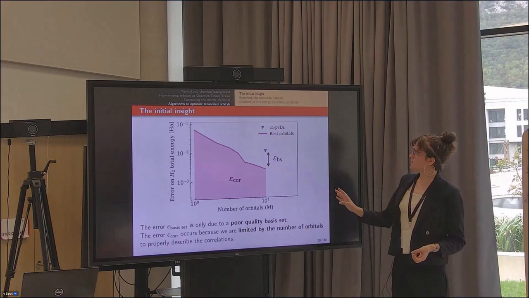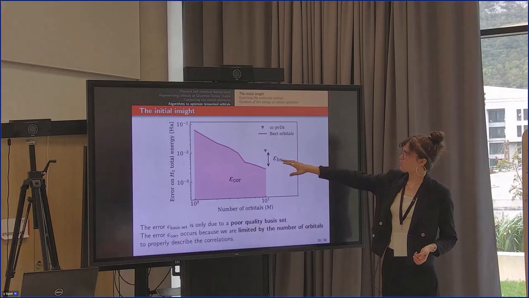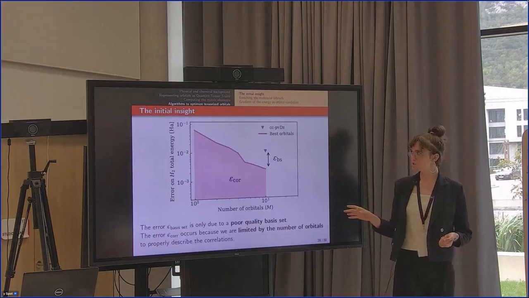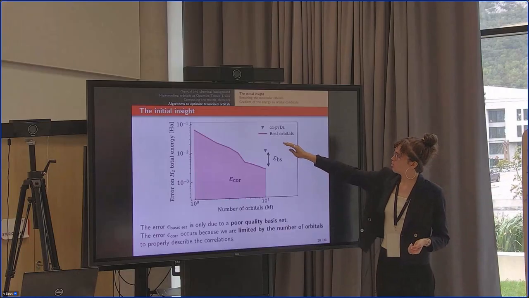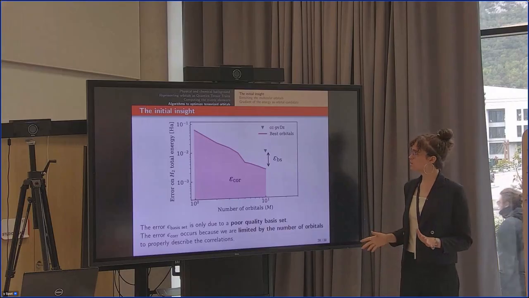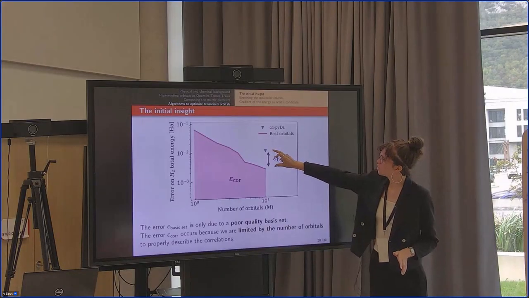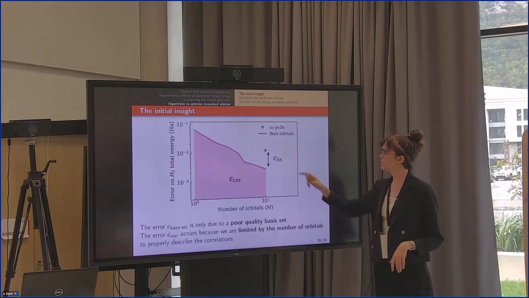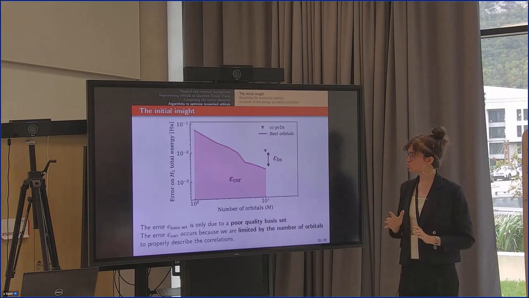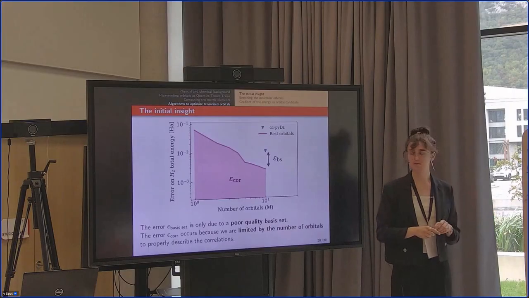But the pink curve corresponds to the best orbitals that we managed to compute, in a way I'm going to tell you afterwards, but it's much more accurate at the same cost. It has the same number of orbitals, but it's almost, okay, not 10 times, but maybe 5 or 6 times more accurate at a given cost. Same number of orbitals, much more accurate.